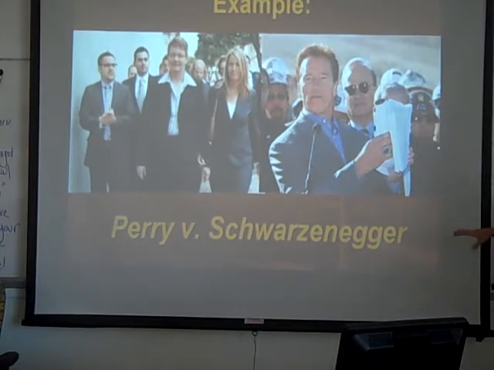Here's the example that we talked about on the first day: Perry v. Schwarzenegger. We have on this side Kristen Perry with her partner of 10 years from Berkeley, California, who wanted a marriage license from the state of California to recognize her lifelong commitment to her partner. With the state of California on the other side, represented here by the governor, Arnold Schwarzenegger, defending the ban on same-sex marriage that Californians passed in 2008.